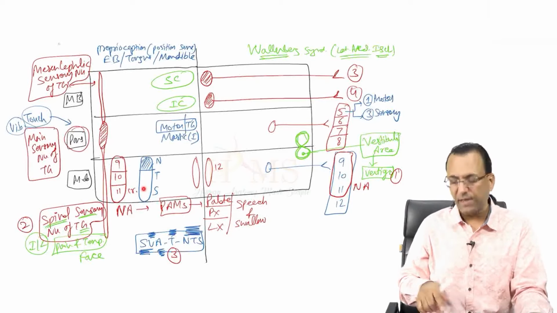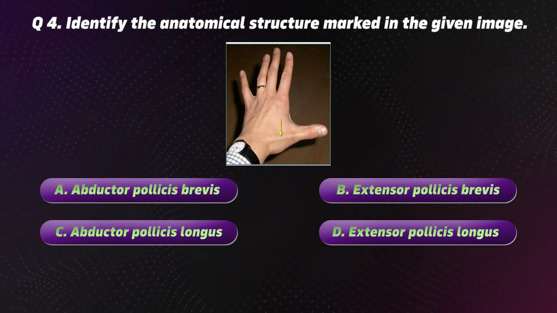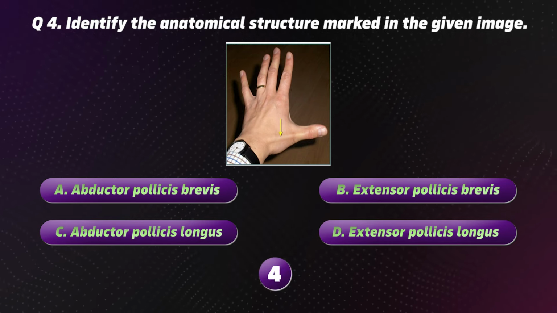Question 4. Identify the anatomical structure marked in the given image. Here are the options. A. Abductor pollicis brevis. B. Extensor pollicis brevis. C. Abductor pollicis longus. D. Extensor pollicis longus. And the correct option is D. Extensor pollicis longus. Here's the explanation.